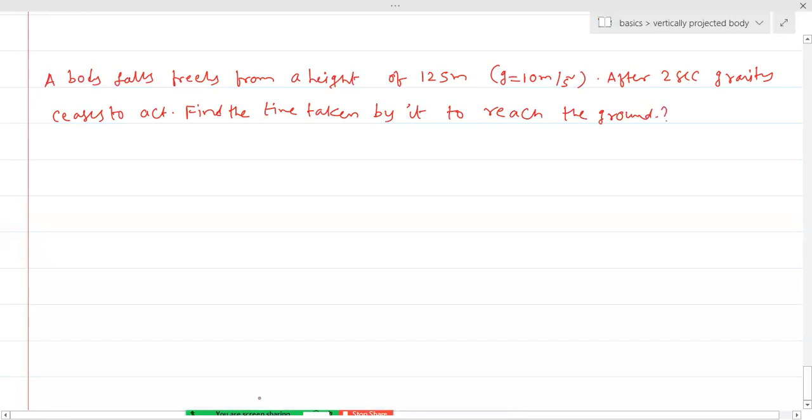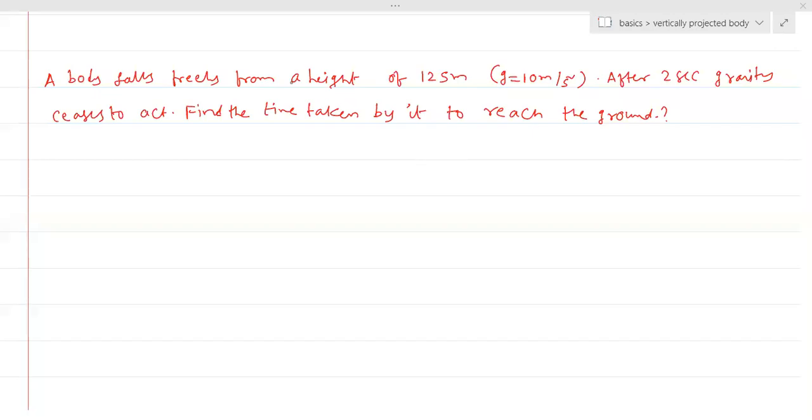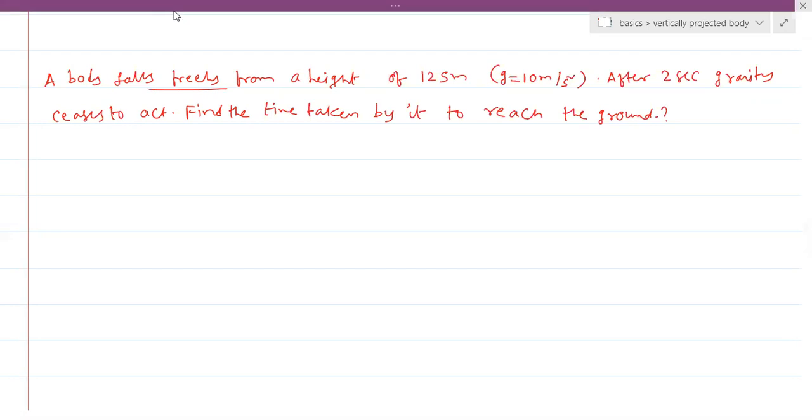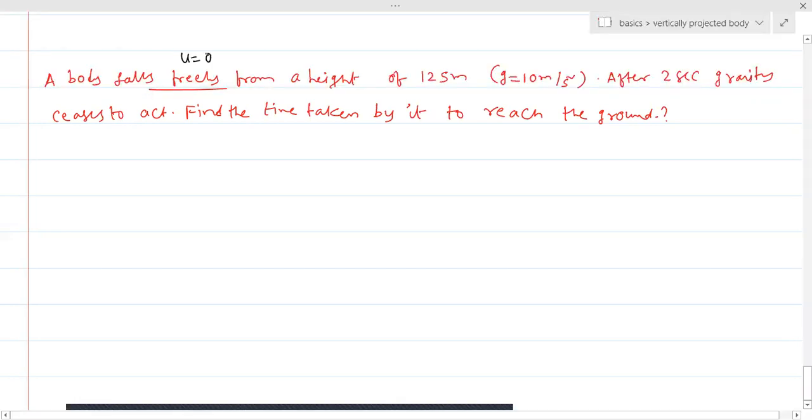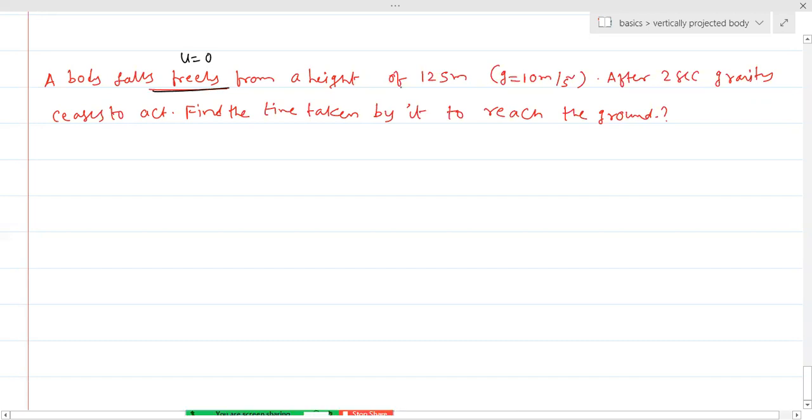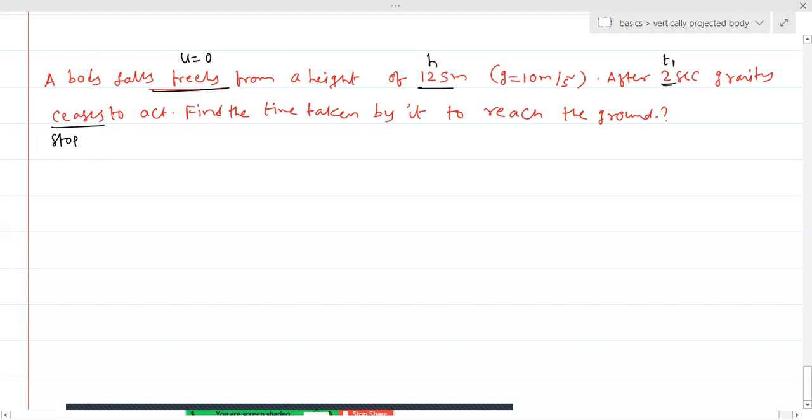First, before taking any physics problem, we need to analyze that problem. So first we will see how to analyze the given data. A body falls freely means the initial velocity is 0, so this is a freely falling body. From a height of 125 meters means h equals 125 meters. After 2 seconds, the gravity ceases to act. Ceases means stopped to act.